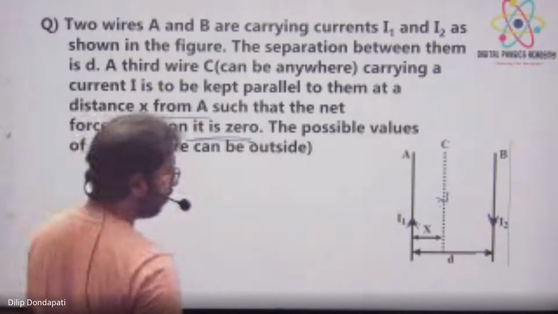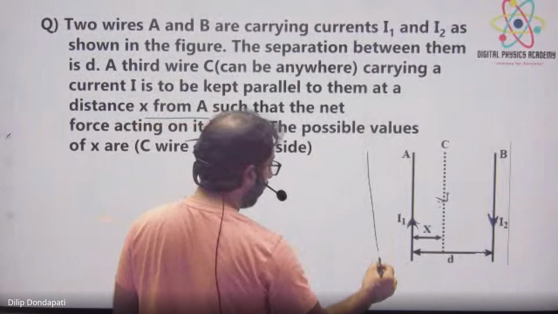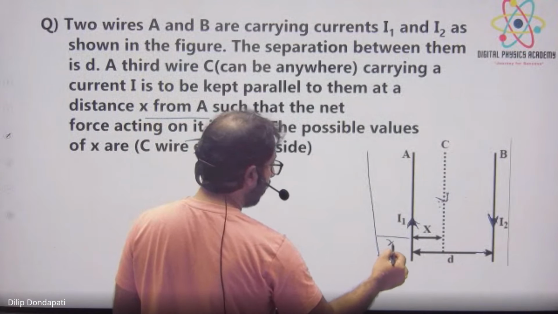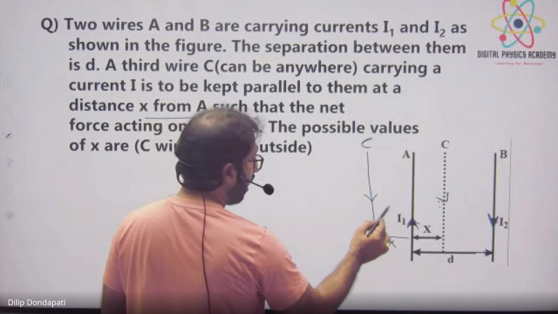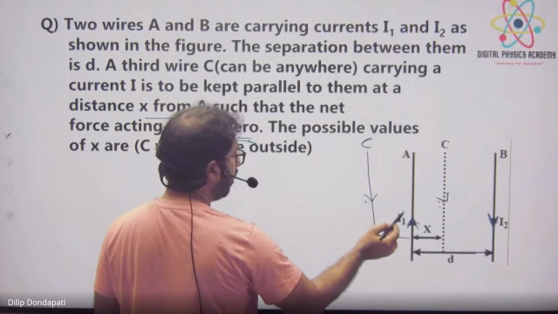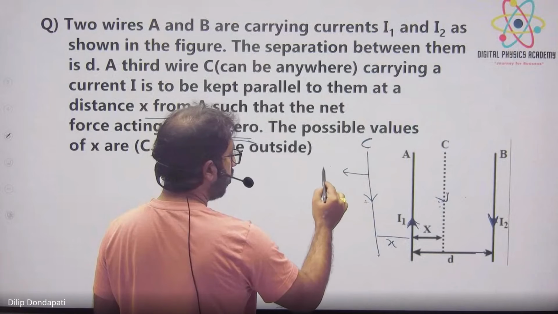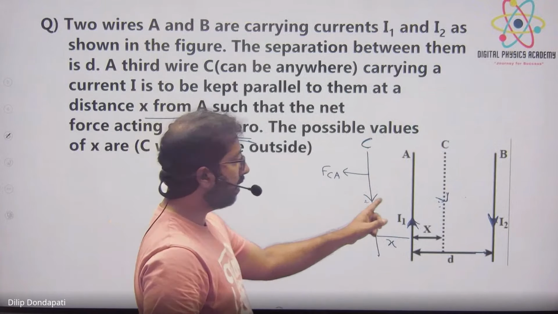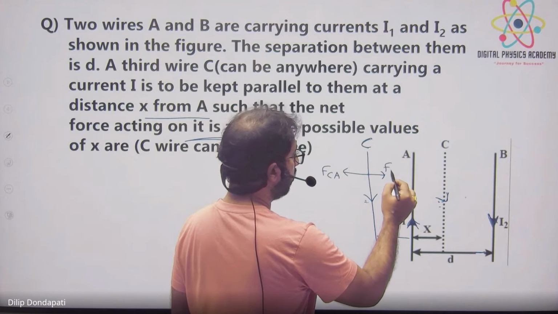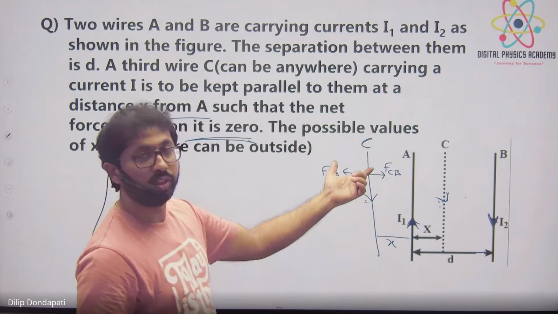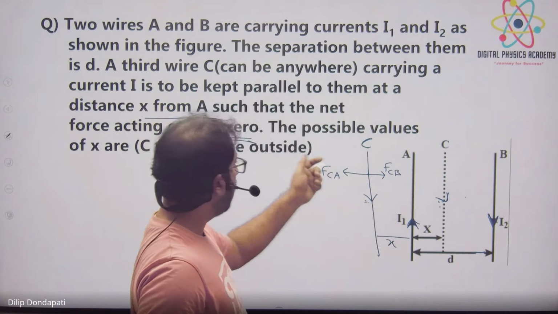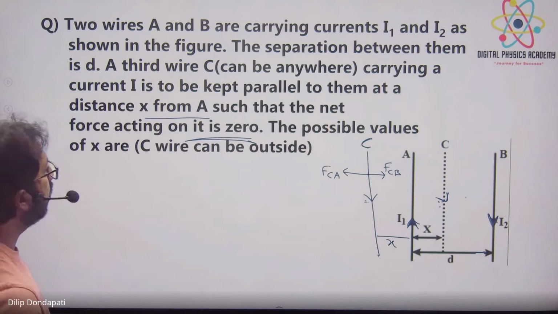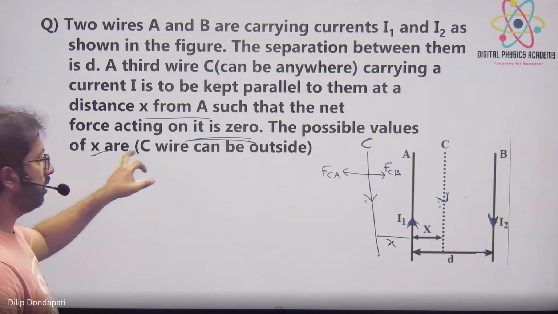Then next, if I put it here, at distance x from this side, and fix the current direction. Tell me now, what happens with anti-parallel currents? They repel, that is the force on C due to A. And what happens with parallel currents? That is the force on C due to B. Now the net force can be 0 here. Now try to equate. The question asks for the possible values of x. What is the distance?